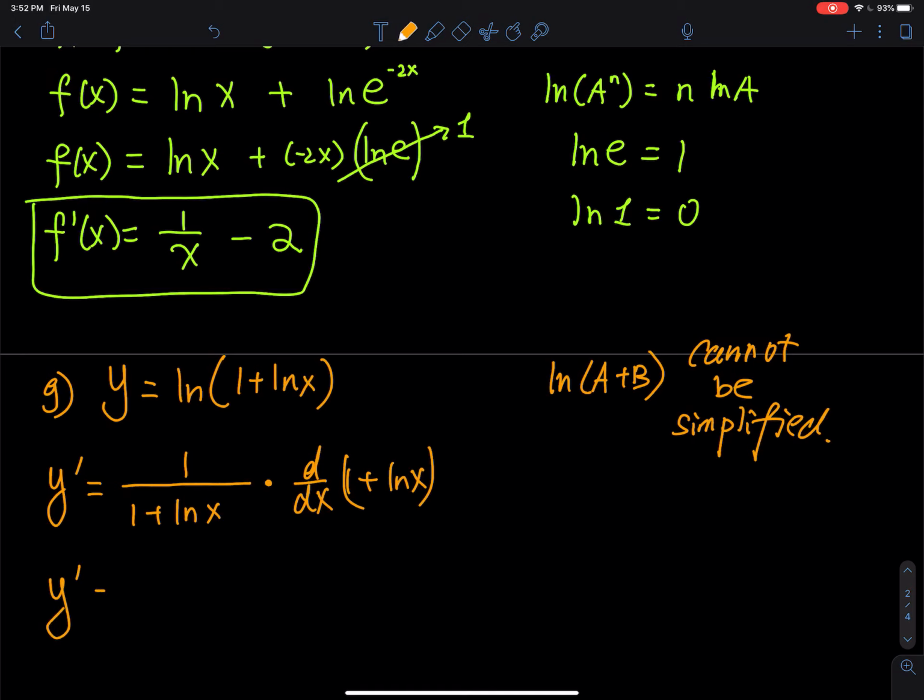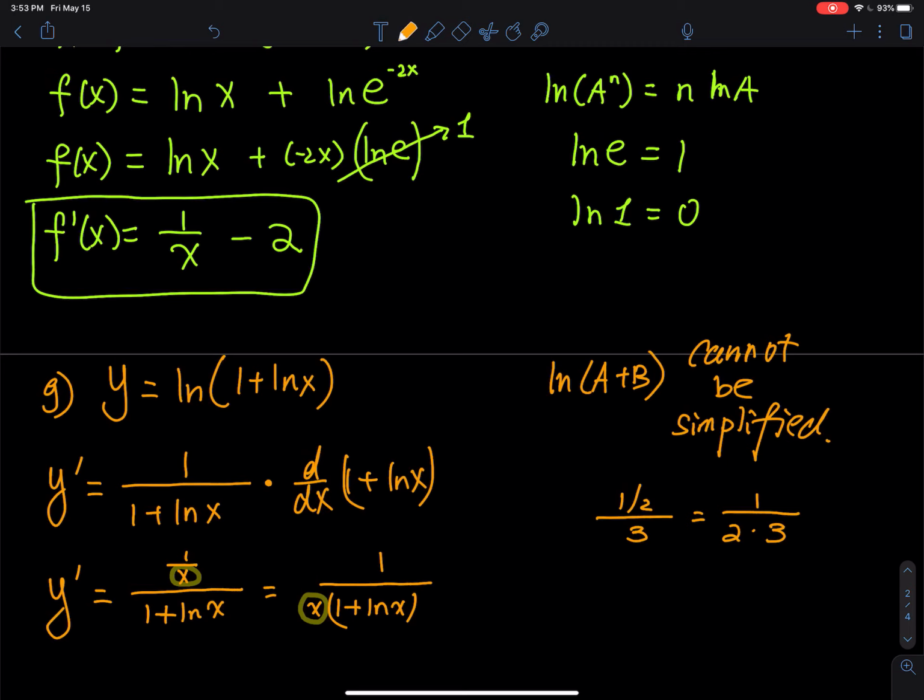And then what's the derivative of 1 plus ln x? The derivative of 1 is 0, right? 0 plus 1 divided by x. So we have 1 divided by x, and then multiply 1 plus ln x. And then this one is just 1 divided by 1 plus ln x, and then you have the whole thing times this x, right? So this x just went there. In case you don't understand this, what about 1 half divided by 3? What is that equal to? That is 1 divided by 3 and then times 2, right? All right.